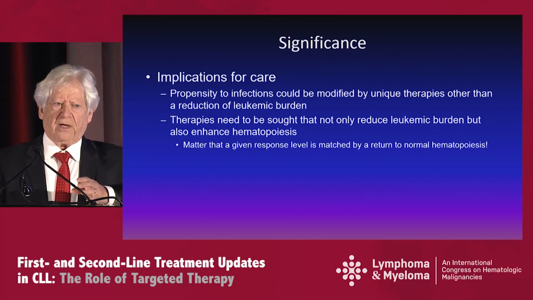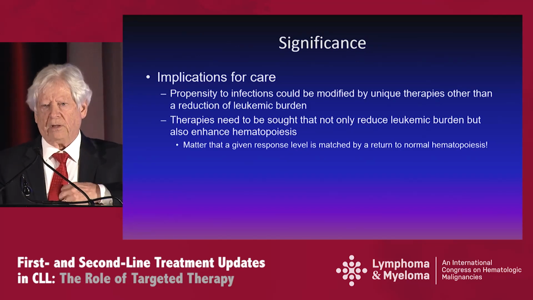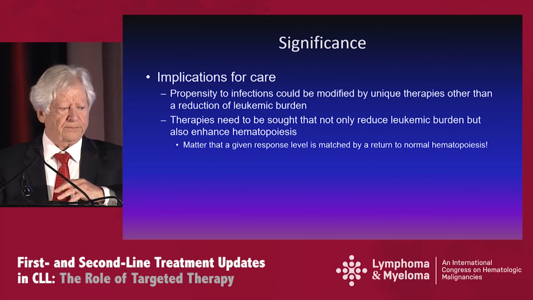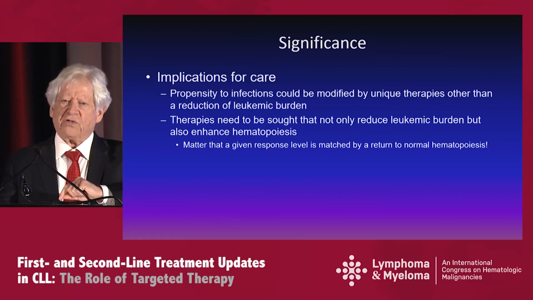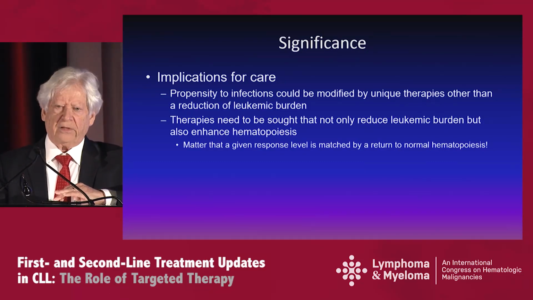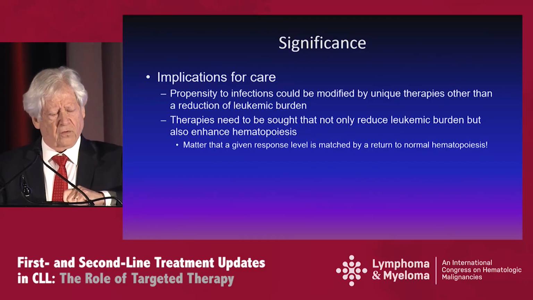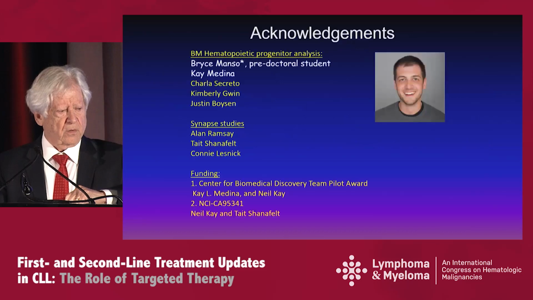What implications for care might this have? Propensity to infection could be modified by unique therapies other than a simple reduction, if you will, of leukemic burden with its own consequences. However, the other thought that I would have, and I throw out for your consideration, is therapy should be sought that not only reduce leukemic burden, but also enhance hematopoiesis. It should matter that a given response level is matched by a return to normal hematopoiesis, and I think those are interesting challenges for us going forward.